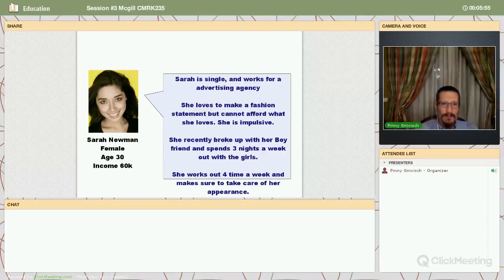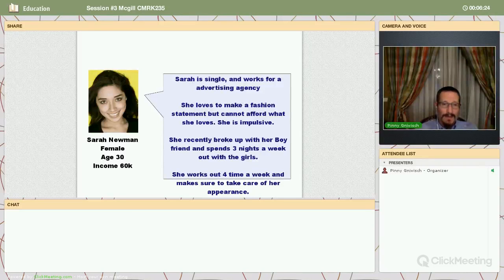And Sarah is single. She works in advertising. She loves to make fashion statements. She can't afford a lot because she's not making enough, and she lives in an expensive apartment where she pays most of her rent, her paycheck. So she just broke up with her boyfriend. She goes out 3 nights a week. She always wants to look good, and she wants to accessorize outfits.